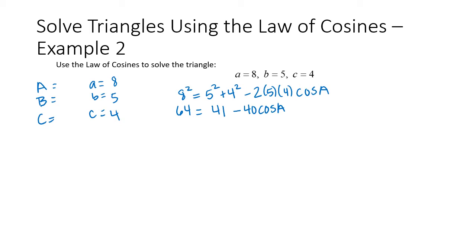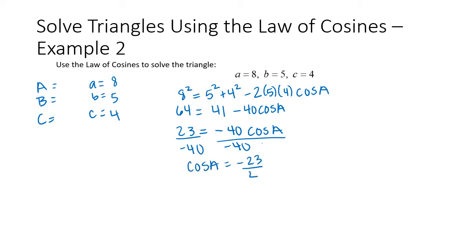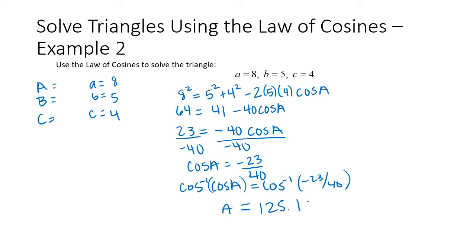Subtract the 41 from both sides, and I end up getting 23 equals negative 40 cosine of angle A. Divide both sides by negative 40. So I get the cosine of angle A equals negative 23 over 40. Take the cosine inverse of both sides. And I end up getting A equals 125.1 degrees.